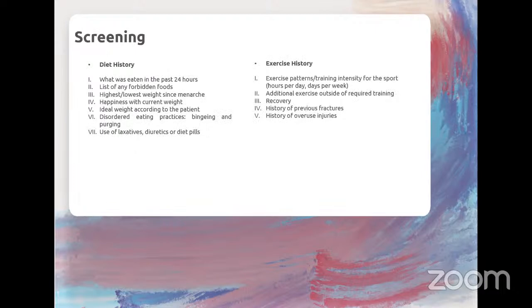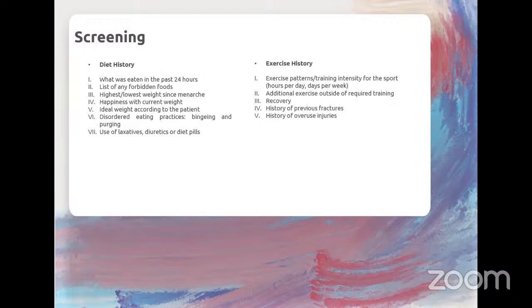So screening. Basically, what is involved in screening is a certain series of questions, or you just ask the athlete the question, or you observe and then will know. So what was eaten in past 24 hours, list of any forbidden foods, highest and lowest weight since menarche, happiness with current weight, ideal weight according to the patient, disordered eating practices, binging and purging, use of laxatives, diuretics, or diet pills.